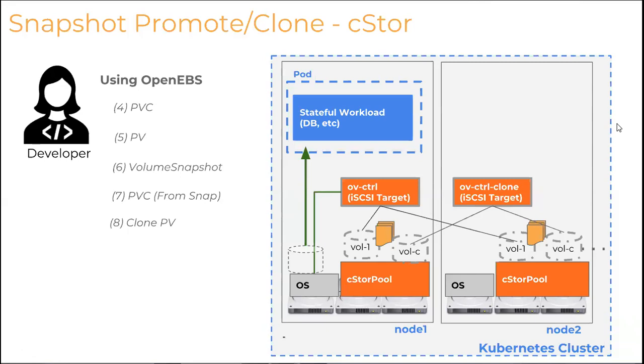Okay, so the question is, what's the reasoning behind going with the CRD for creating and deleting volumes versus going with the API? So we wanted to keep the volume creation and deletion processes as disjoint as possible.